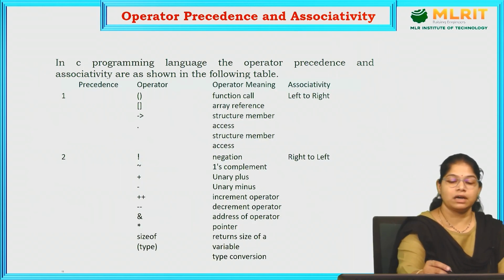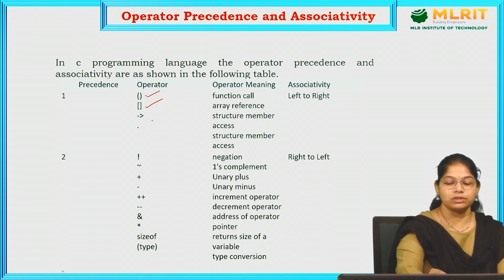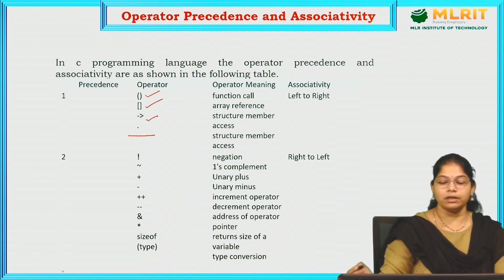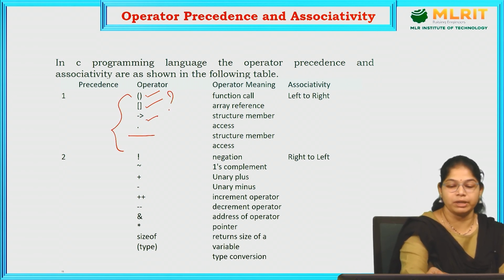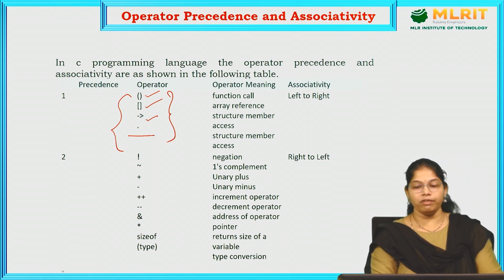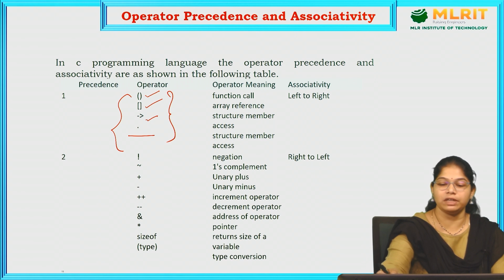The highest precedence goes to parenthesis and then subscript, then the structure member operators, and the dot operator which is used to access members. These four have equal precedence. In an expression, if we have operators with equal precedence, then the associativity decides which is evaluated first. That is left to right.